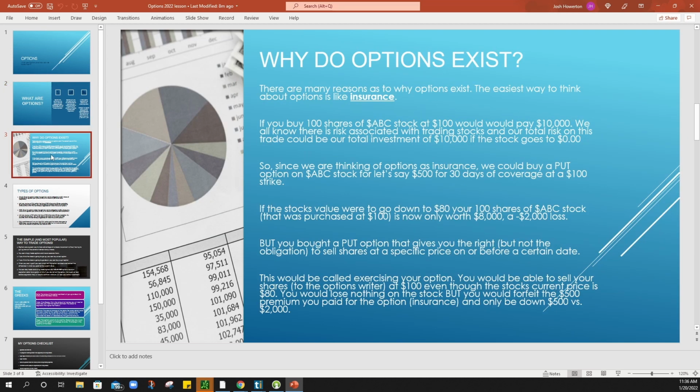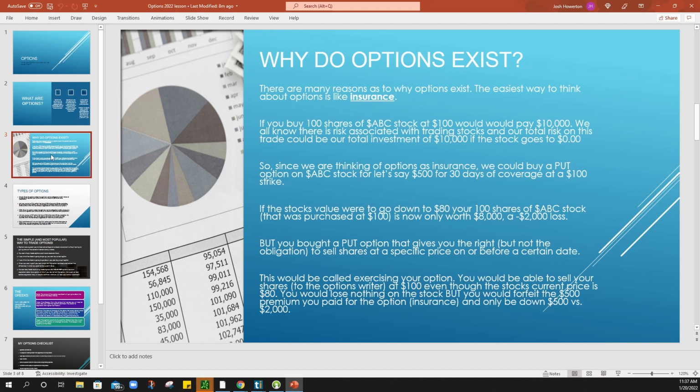So why do options even exist in the first place, right? I've had this question a lot. I asked this question a lot as a newer trader. Like, okay, I get the option. I understand what an option is, but what's the point of an option? Why do they even exist in the first place? Why were they created, right?